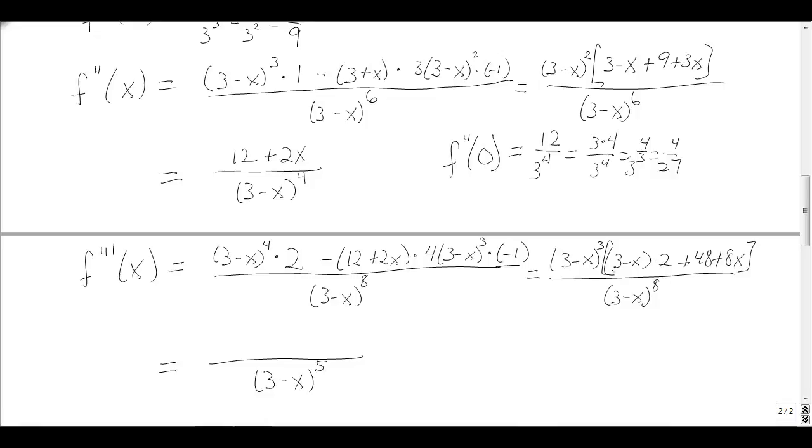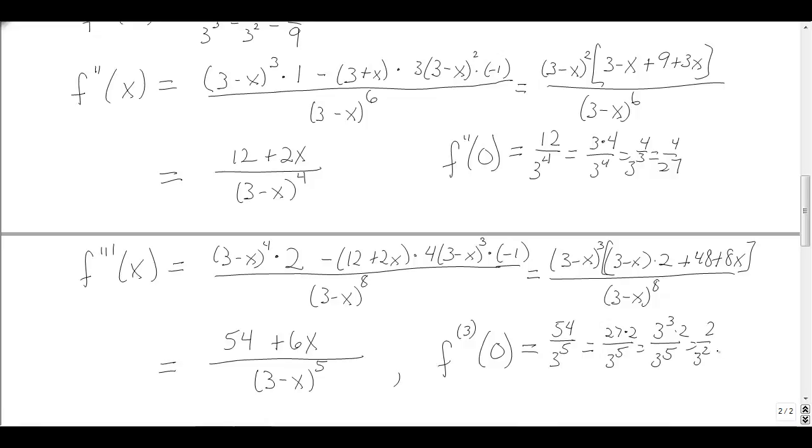And then let's see, 2 times 3 is 6, plus 48 is 54. 2 times negative x is negative 2x, plus 8x is plus 6x. So there's my third derivative. So if I evaluate that at 0, I will get 54 over 3 to the 5th. Note 54 is 27 times 2. 27 is 3 cubed. So this is 2 over 3 squared. This is really just 2/9.